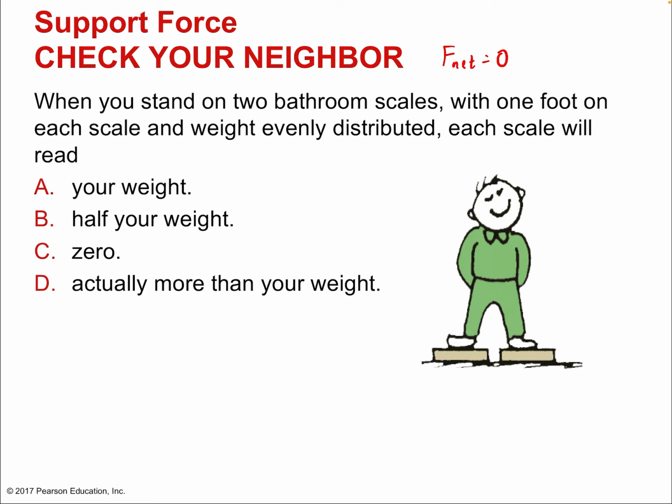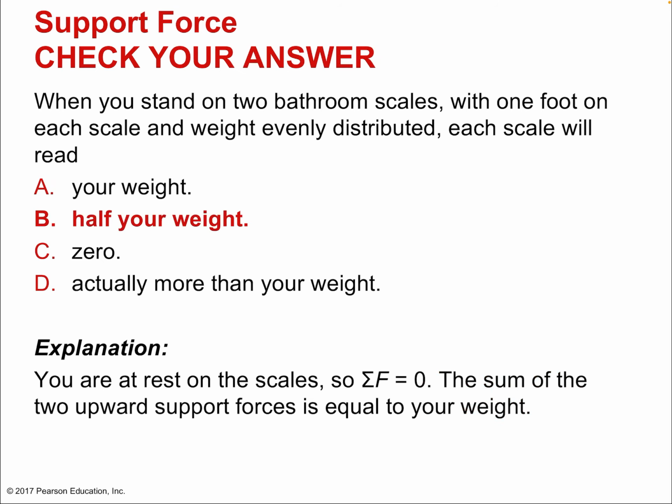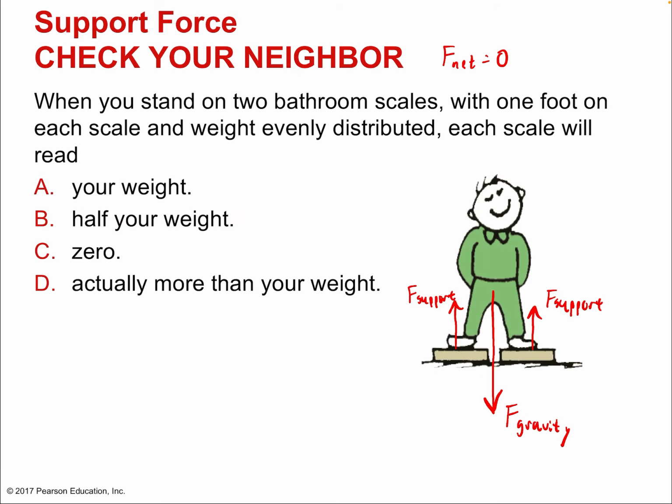Okay. Think about the arrows, right? We've got 1 weight vector, which we call the gravitational force, and then we've got 2 support vectors, which is just the name for the arrows, okay? So that means that each scale must be, what must it be? Half, okay? It's divided between the 2, because you sum them up to 0. In fact, you'd have to sum up all 3 of those arrows to 0, right? Just to have your F net equal 0.